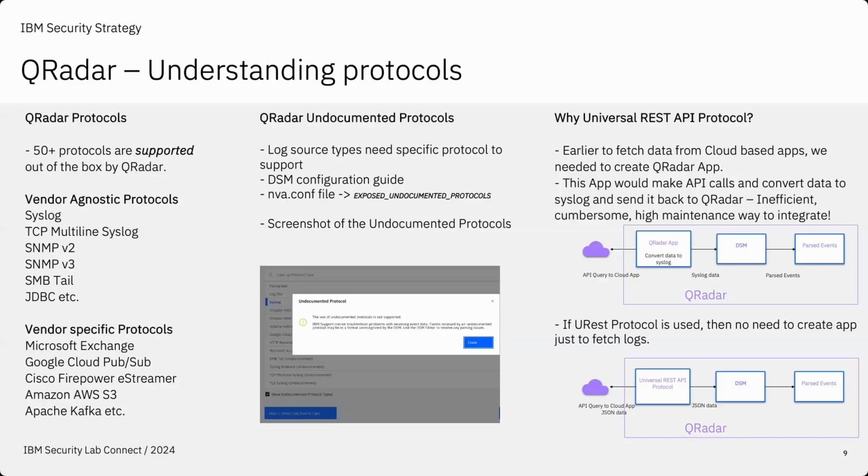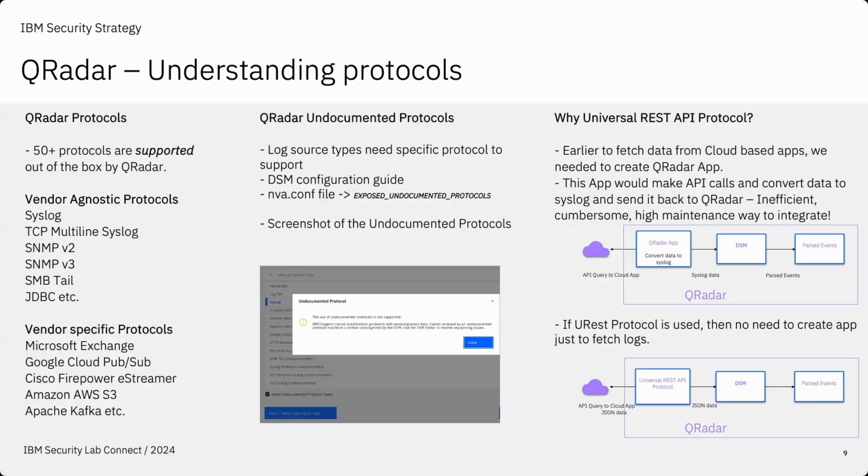Before we had the UREST API protocol, the QRadar apps used to query the security solutions to get requested data, and then convert this data into syslog format and send it to the event pipeline in QRadar for parsing. This was a very inefficient way, as it needed to convert that data to syslog, and that was done in the containerized apps on QRadar.